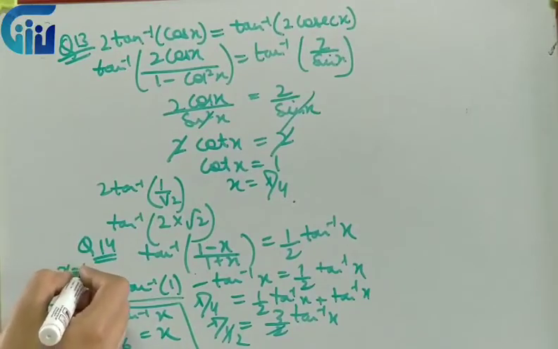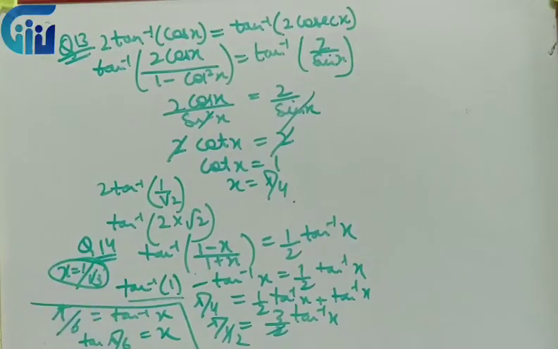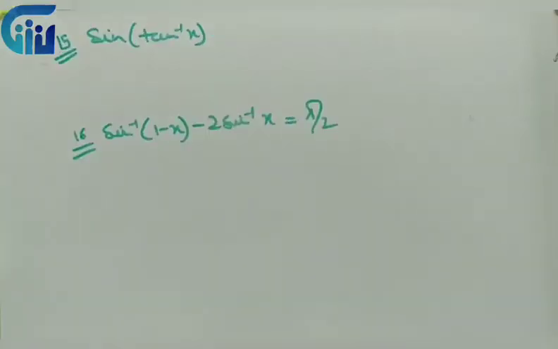So x is equal to 1 by root 3 is the solution. Question 15. So what we have now, sine of tan inverse. This is a 1-marker question, very easy. As you can see, we have done it before also. So tan inverse I need to change to sine. So how can I do it?